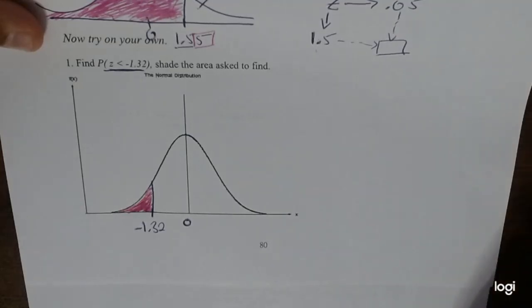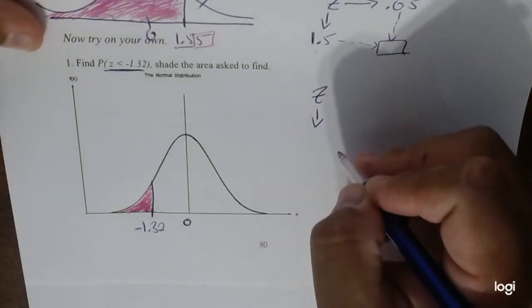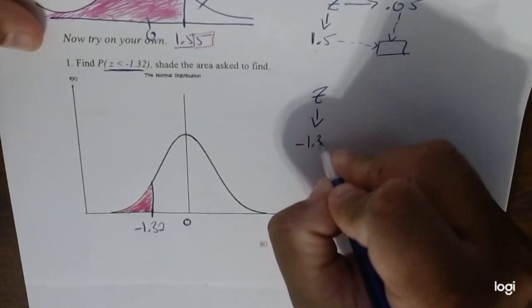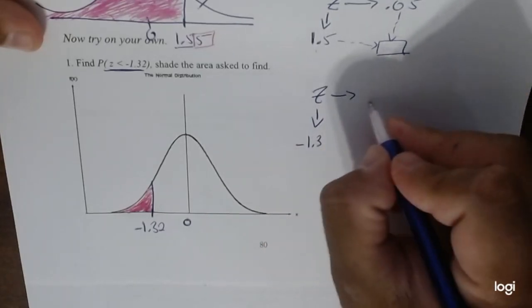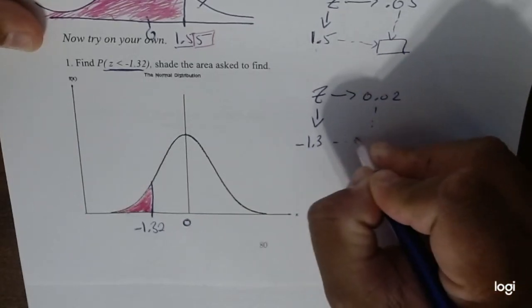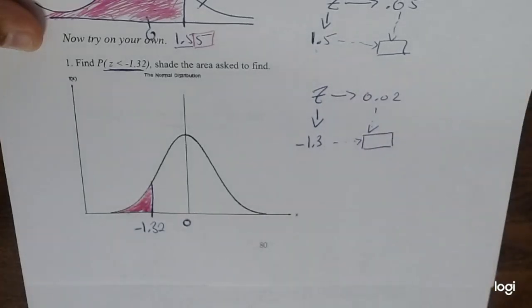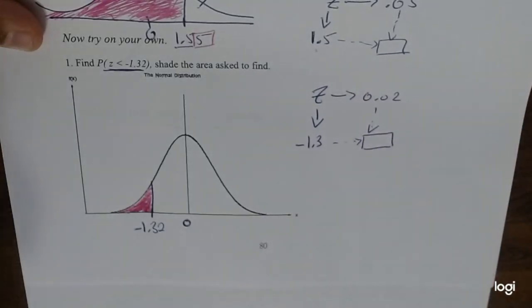So in our case, now we're going to use the table. Right here is z. The first two numbers are what? Yes, negative 1.3. The last number is a 2. Good. So 0.02. And now, where do they intersect? Go ahead and pause it real quick and try it out. Find the number where they intersect. 3, 2, 1, pause.